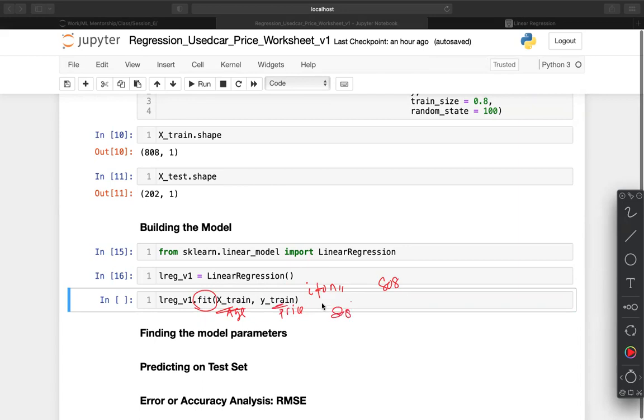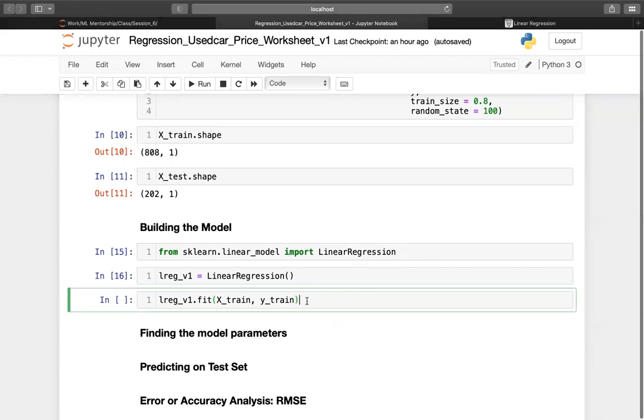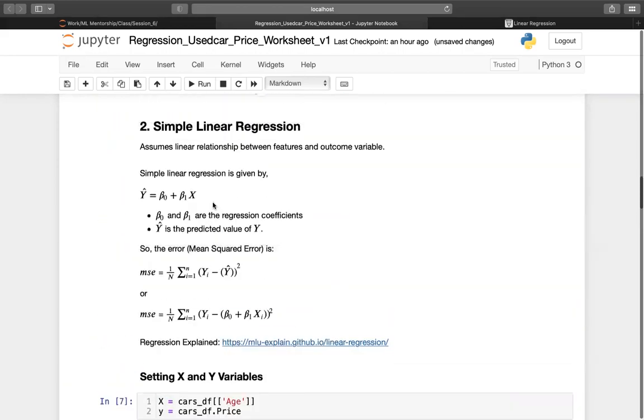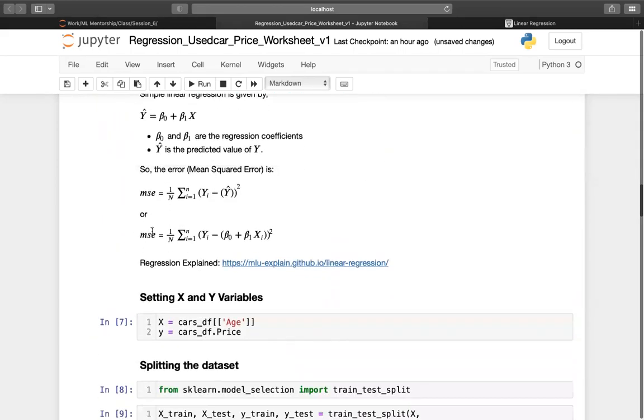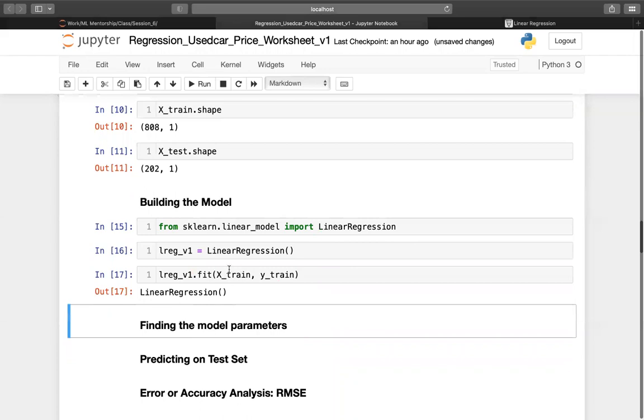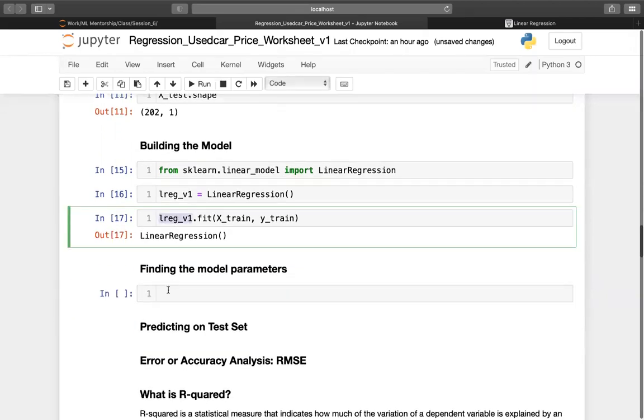There are 808 data points, and the line should minimize the error, which of course is encoded into this particular model. The moment you execute this line, the model is already built. Whatever we have discussed so far, it would have found the beta 0 and beta 1 values that minimize the error, given these 808 data points. So the model will have those values.